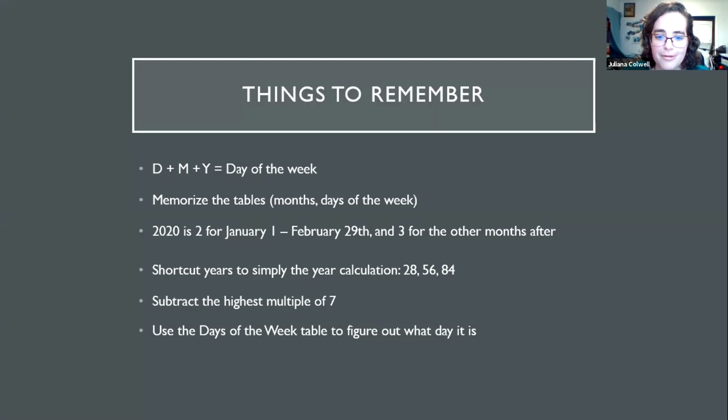I'm not going to show you that calculation, but just something for you to be aware of. For simplifying other years, you can remember 28, 56, and 84. So for example, if it's 1929, subtract the 28, and so you're left with a 1, which can help you out with figuring out what the year is equal to. And to calculate, it is helpful to subtract multiples of 7. Subtracting as many multiples of 7 either as you go or at the end, and to figure out what day of the week it is, whatever that equals out to be, you can use the days of the week table to figure that out.